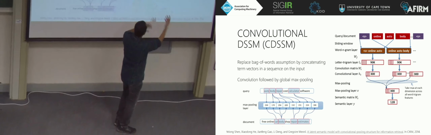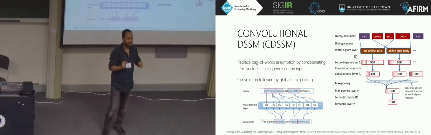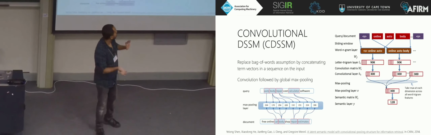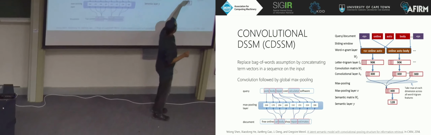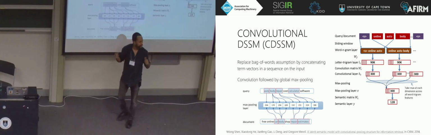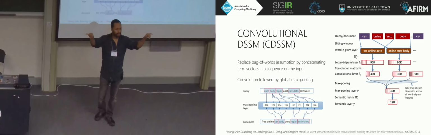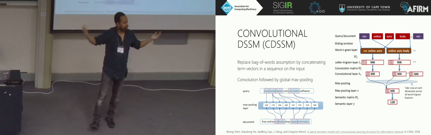So then you get that, and then they do a global max pooling. So that gives you a fixed vector of length 300. 300 is just the hidden layer dimension here. And then they have some more fully connected network and eventually end up with a single vector of length 128 for the query. Same thing for document, cosine similarity, RankNet loss function, and voila.